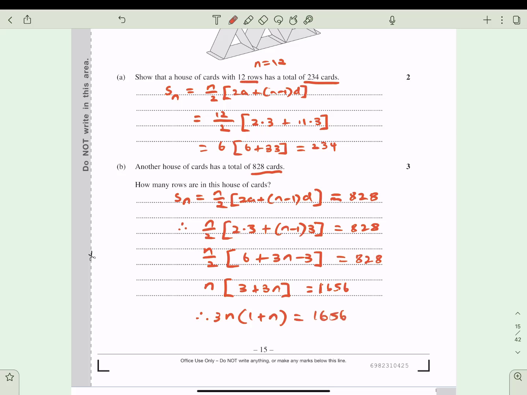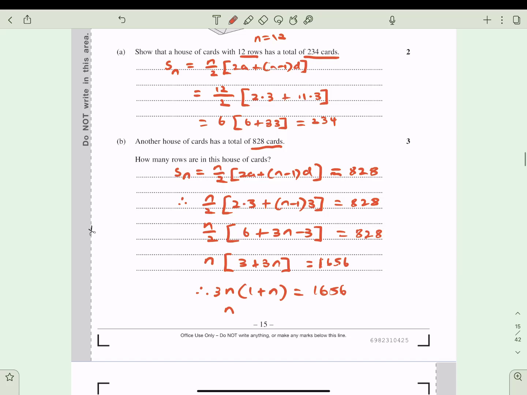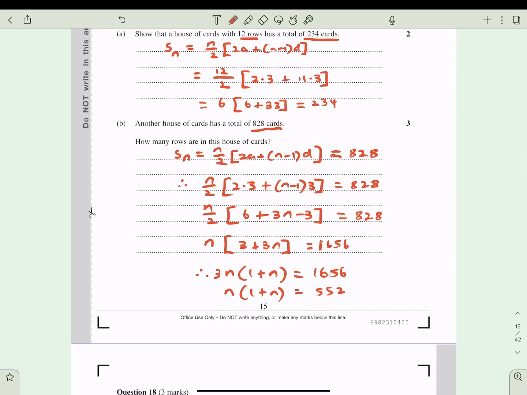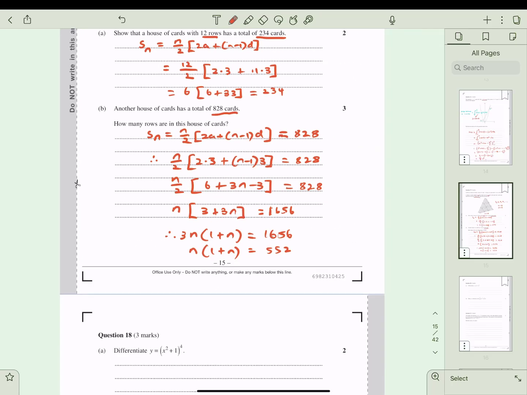Divide both sides by 3. We are going to get n times (1 plus n) is equal to 552. Okay, we're not done yet because now, hopefully we can all see our quadratic formula. So, expanding the left-hand side, let's add a page here so we have a little bit more space.